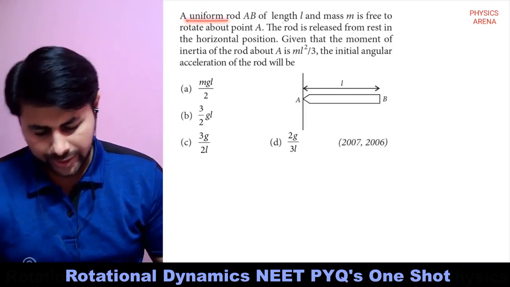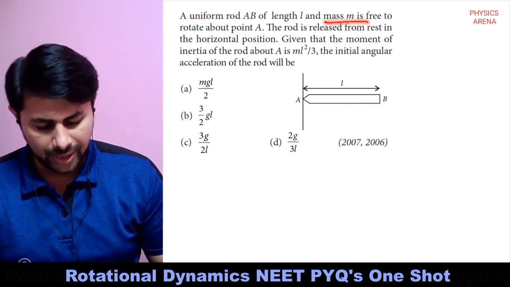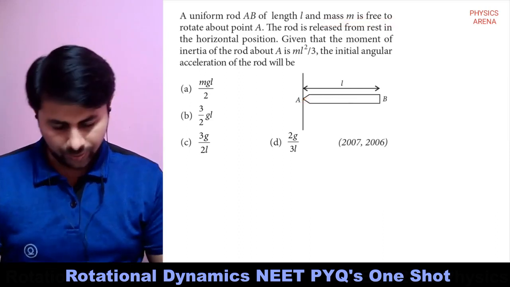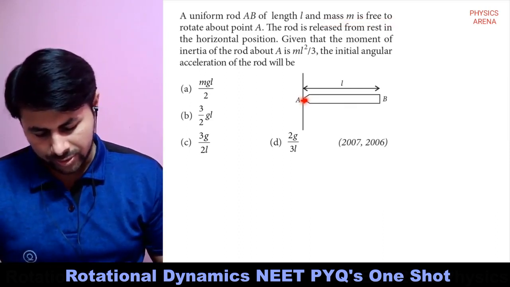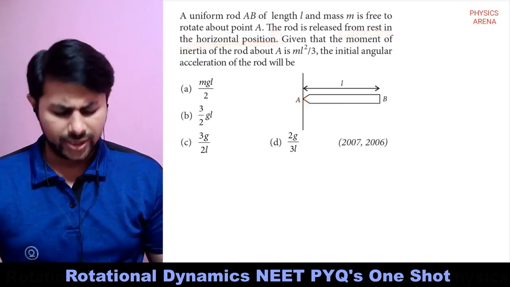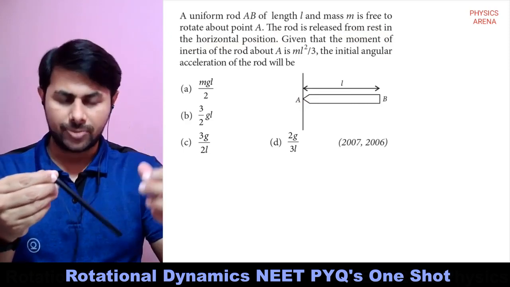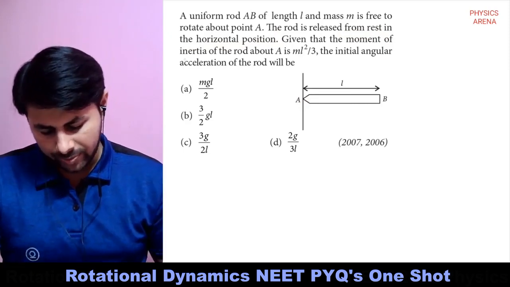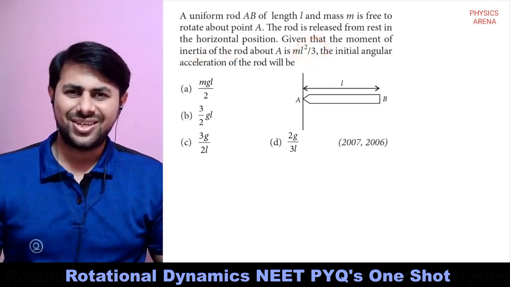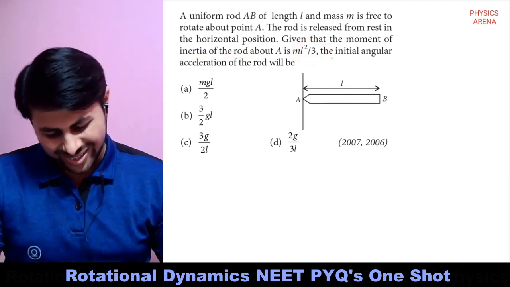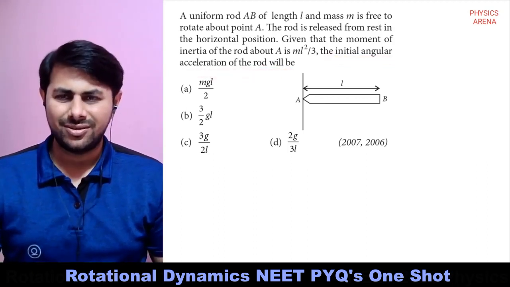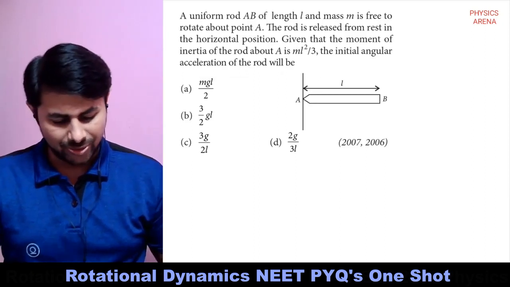A uniform rod AB of length L and mass m is free to rotate about point A. So this is a uniform rod. It is free to rotate about this point. The rod is released from rest in horizontal position. So again you are releasing that rod from the horizontal position. Given that the moment of inertia of the rod about A is ml square by 3. Here moment of inertia is also given. The initial angular acceleration of the rod will be. This is the same question, right?